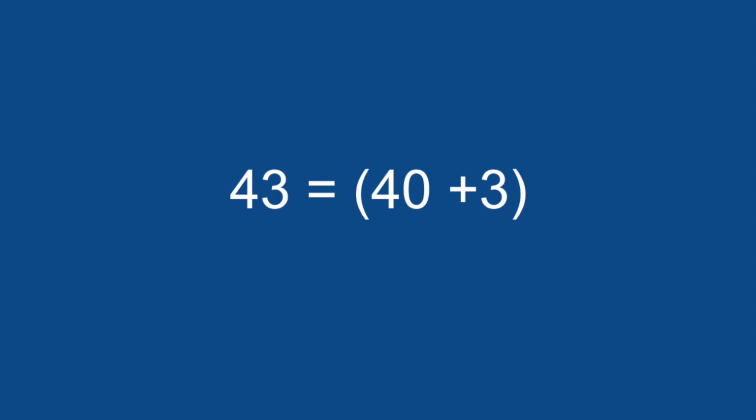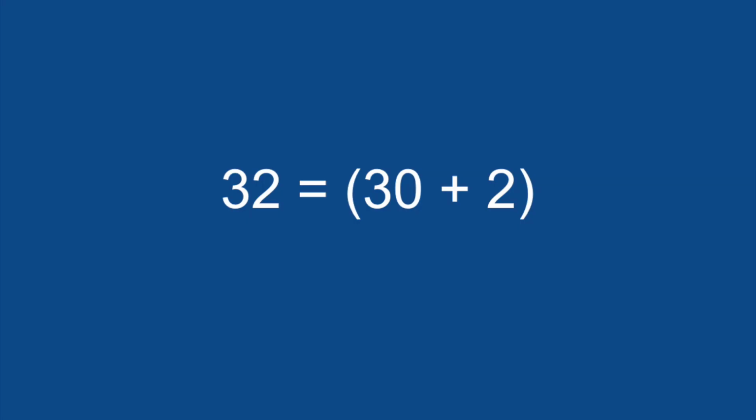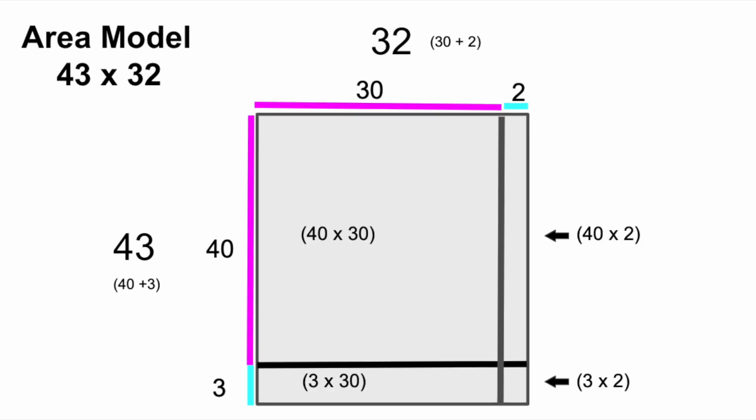So in this instance, I would break up the first factor into 40 and 3. I would then split my box into two boxes, one where the length of the side is 40 and another where the length of the side is 3. Now for my second factor, 32, I can break it up into 30 and 2. Again, I'll draw a line to show where I am breaking up the width into 30 and 2. You'll see now that I have 4 smaller rectangles. I just have to find the area of each one individually and add them up.